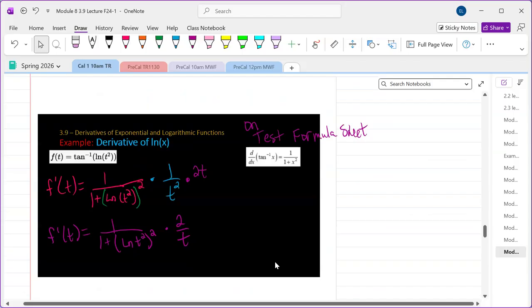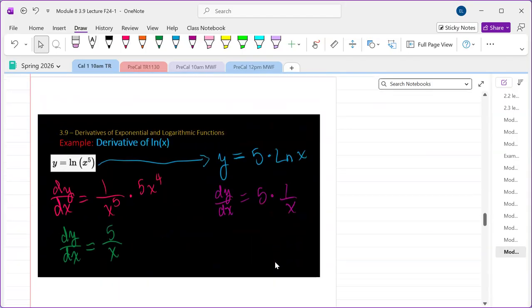Like when we did this one, the natural log of x to the fifth, doing the derivative of this was not that bad. If you remembered the log properties, the derivative was nicer, but not that much different in terms of the amount of work.